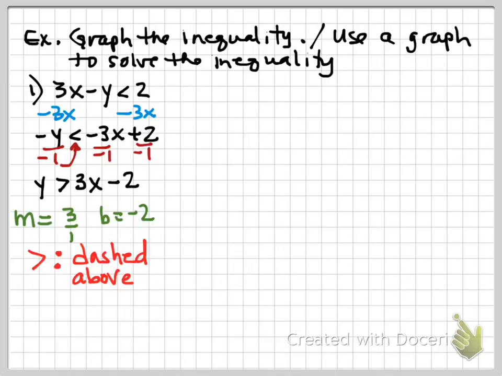So here's what I'm going to do. I'm going to test 0, 0. And I'm going to go back to the original equation and see what I get. 3 times 0 minus 0 less than 2. So is 0 less than 2? Yes. Yes, that's true. So what that says is when I graph, I'm going to shade where 0, 0 is. So that's confirmation how I'm going to do my shading. Okay? So I've done all this prep work and I'm ready to graph.